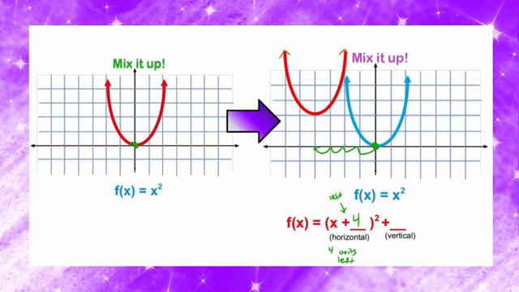And how else did my function move? We also went 2 units up. So I would have x plus 4 squared plus 2. That would describe my red function here, because there were 2 different movements, left and up.